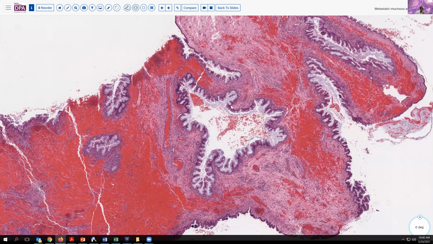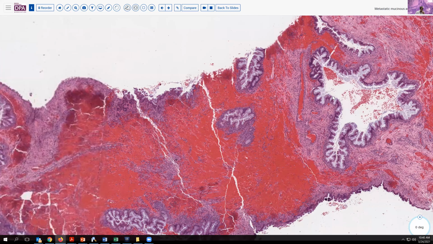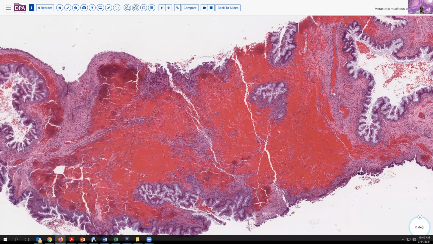Immunohistochemistry obviously can help you in the final diagnosis to a certain degree, notably with SATB2 being a marker that's positive in colorectal and appendiceal lesions, but uniformly negative in primary ovarian mucinous neoplasms.